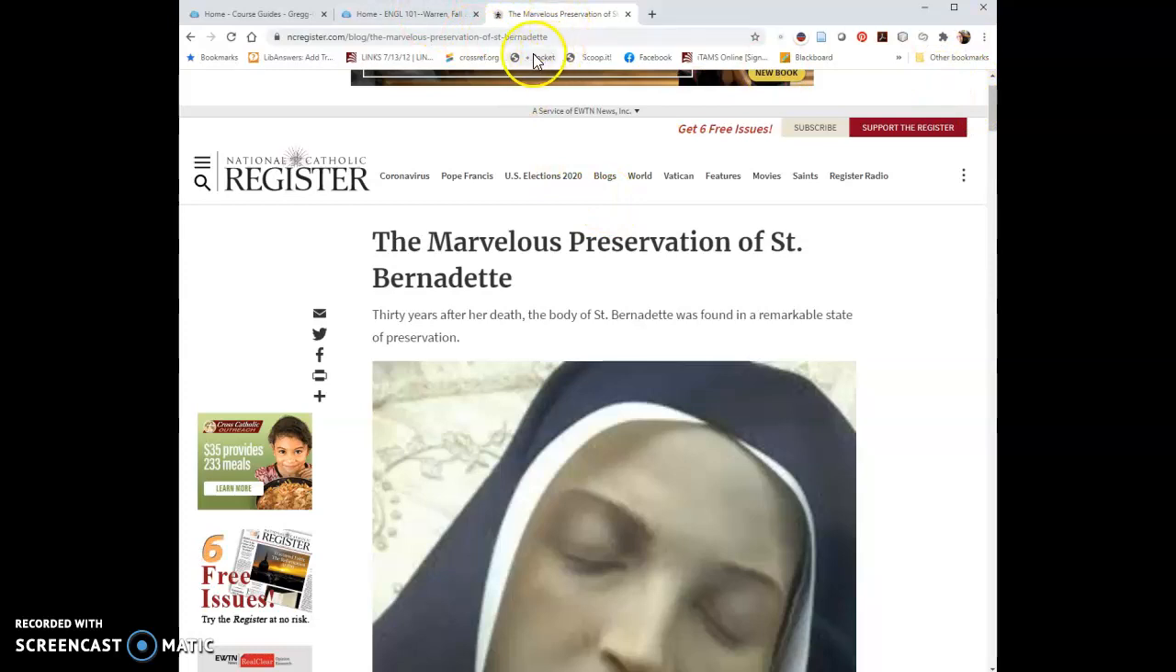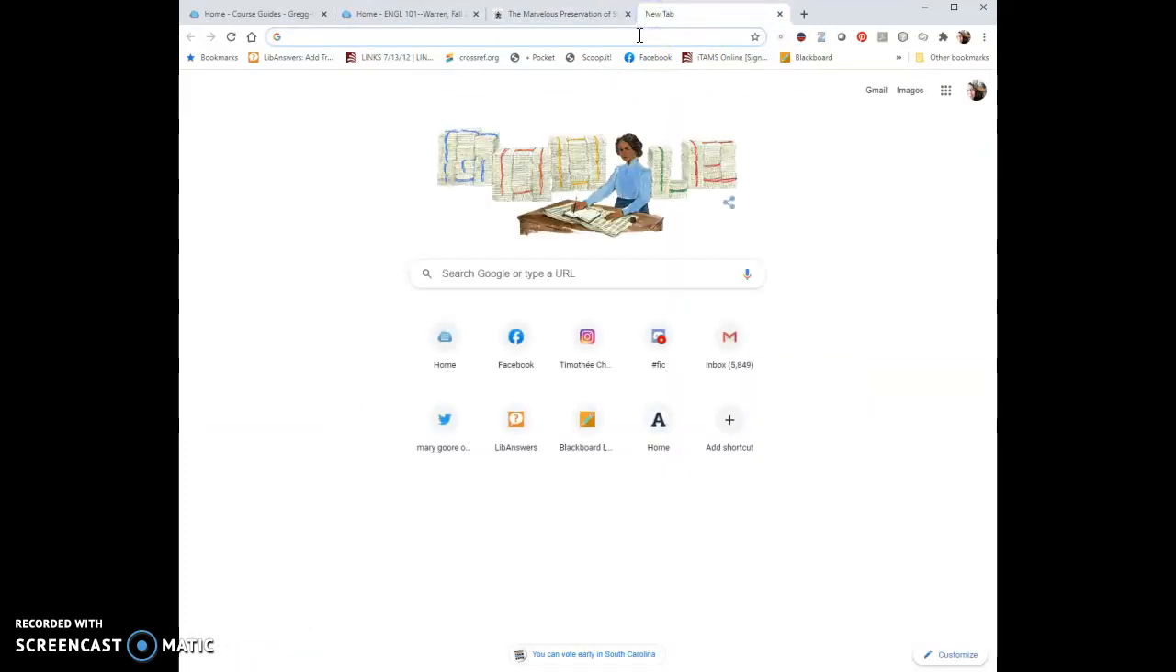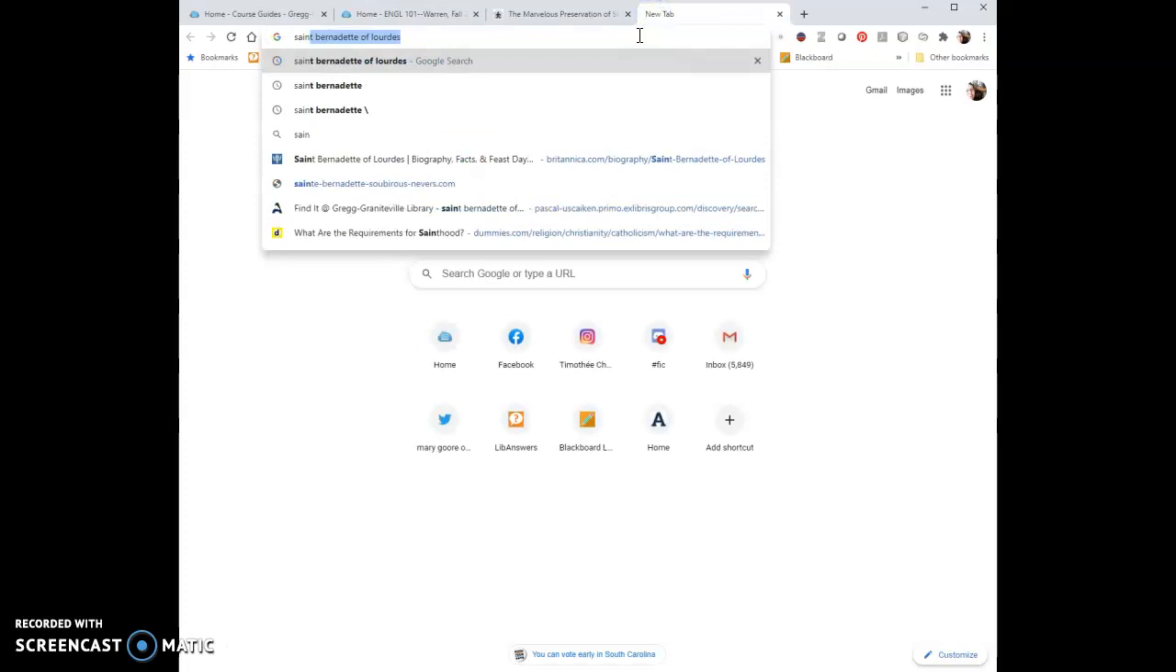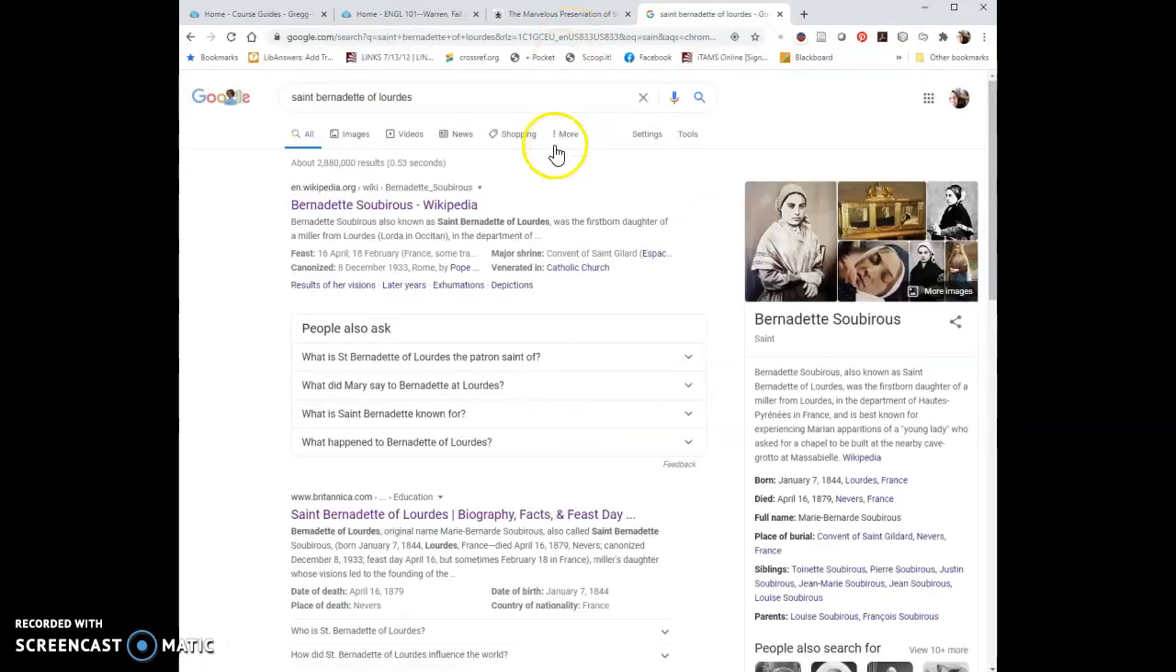Now, this is interesting to me, and I got to this through the Wikipedia article. So by all means, go through Wikipedia articles and see what kinds of things you find. Now, we're doing Saint Bernadette of Lourdes.